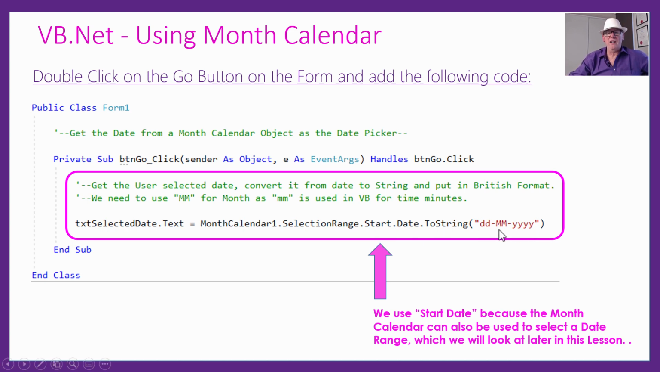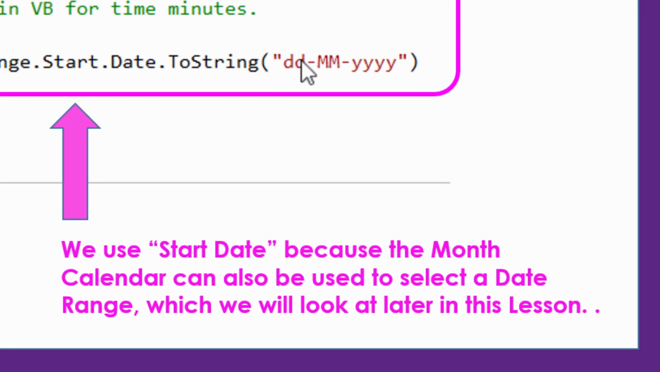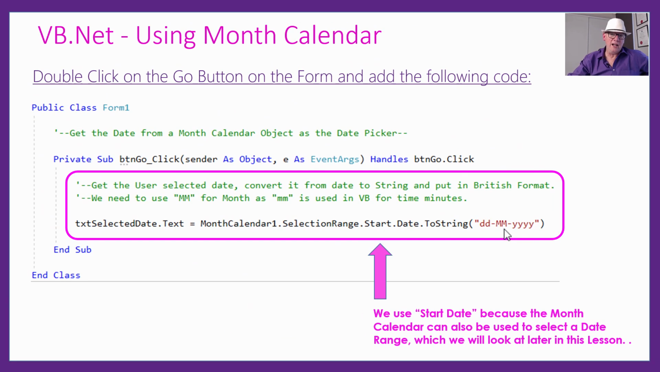Now we're here in Australia, so the format for here, the British format, is the day, then the month, then the year. And month has to be actually capital M, because in VB for the date time picker, the minutes part is little m. So you have to use big M here to get months. Otherwise, it thinks you want to get minutes.